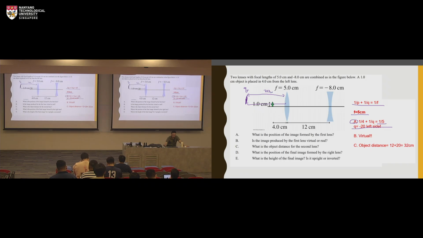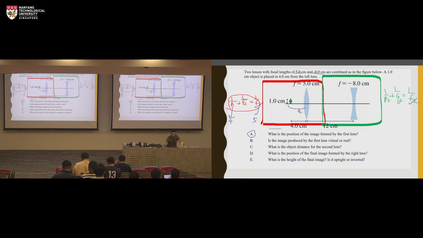All right? Okay, now look at question number B. Is the image produced by the first lens virtual or real? Because it's a negative sign, so it's virtual. Okay, question C. What is the object distance for the second lens? Okay, so now it's time for you to only look at the second system, which is the green one. For the green one, we know that F2 is negative 8. And then now you need to search for P2.